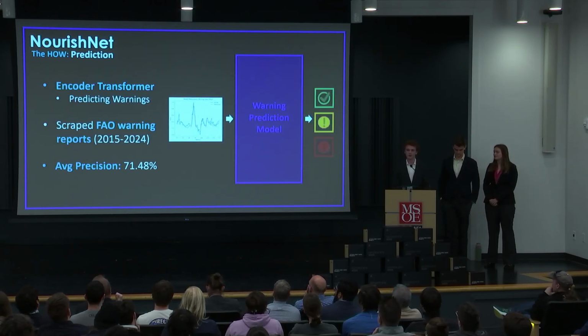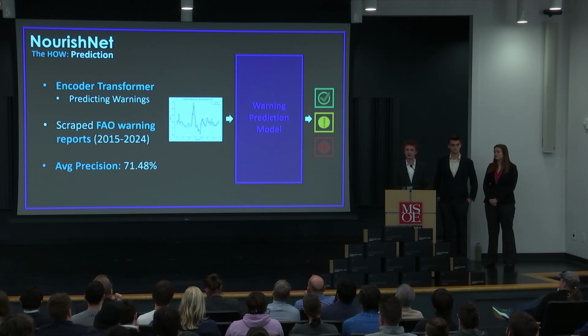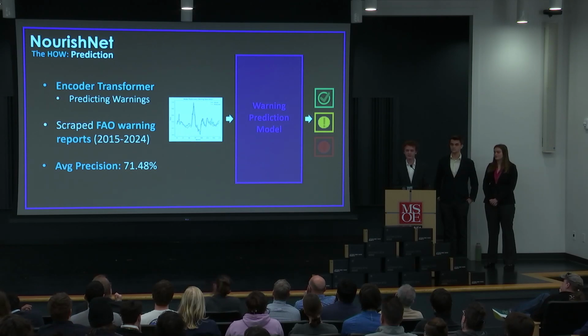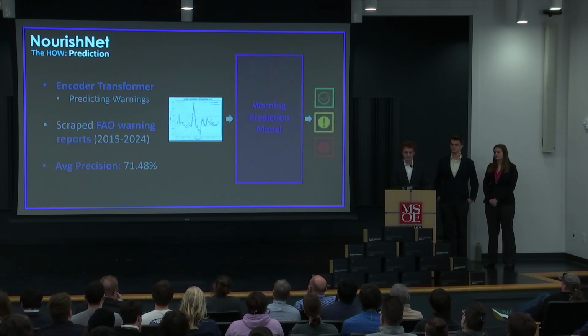Looking at our warning prediction model, we also use an encoder transformer with a classification output where we follow the GIEWS system. For labels, we scraped FAO warning reports from 2015 to 2024, where we achieved an average precision of 71.48% weighted across all classes. This weighted measure was used to account for the severe class imbalance issues and provides a single summary statistic of model performance across all precision recall thresholds.